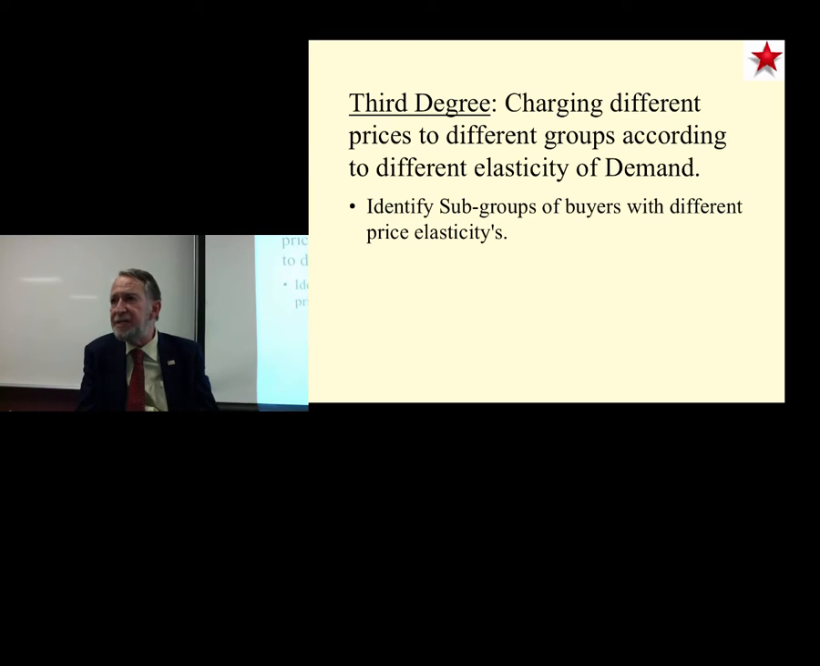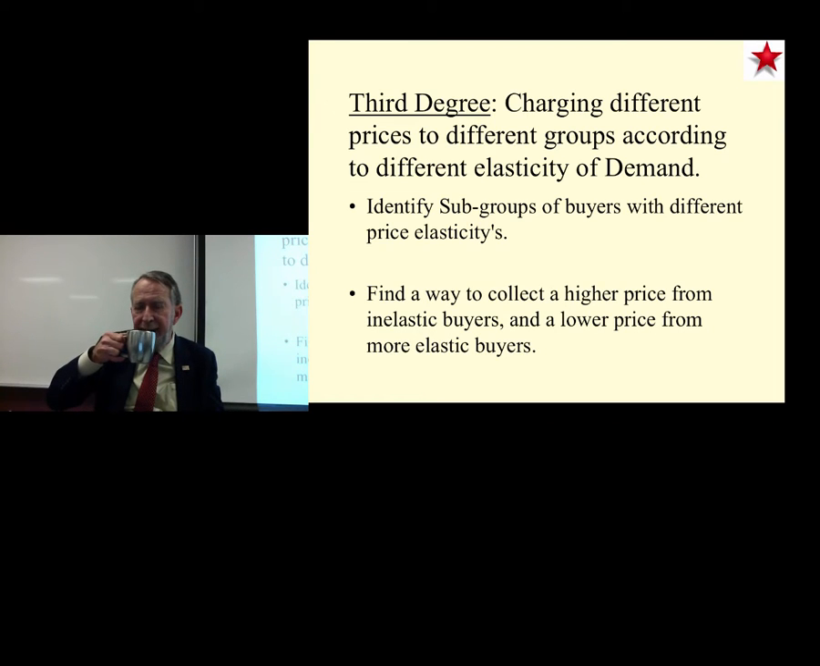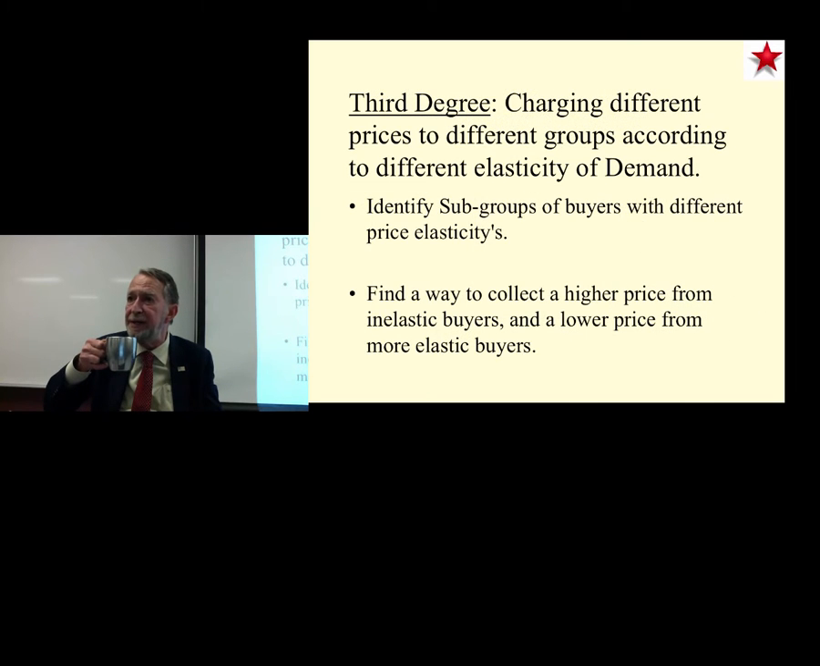So the necessary steps are to identify who the subgroups of buyers are with different elasticities. You don't have to know the actual number. You just have to know this group is much more elastic than this group. And then find a way to collect the higher price from the inelastic buyers and a lower price from the elastic buyers. And the third is prevent resale between the two. And you want to add that to your notes because it's not on the slide.